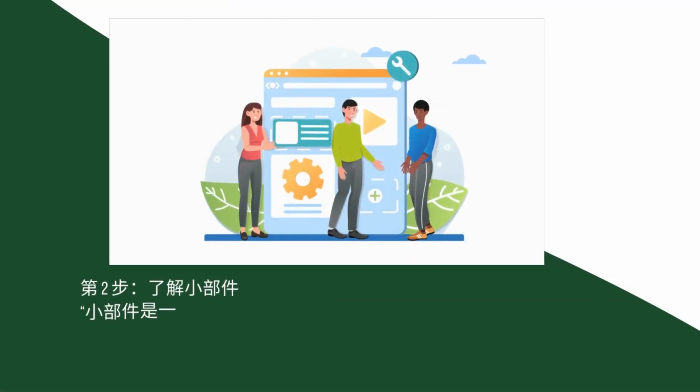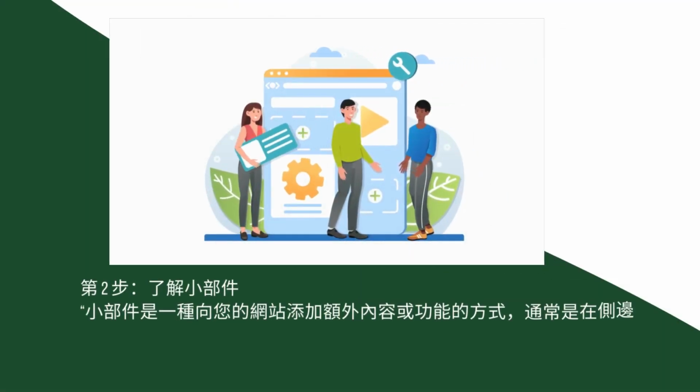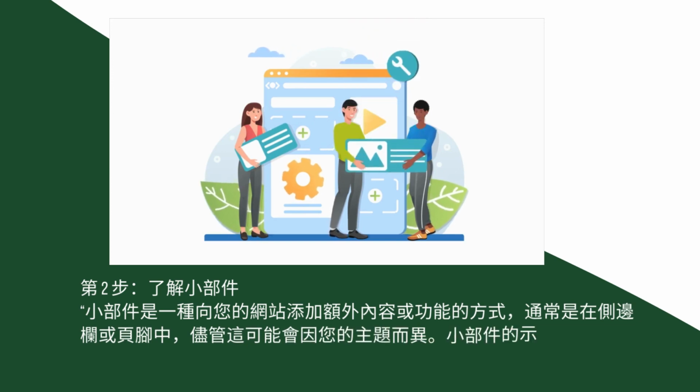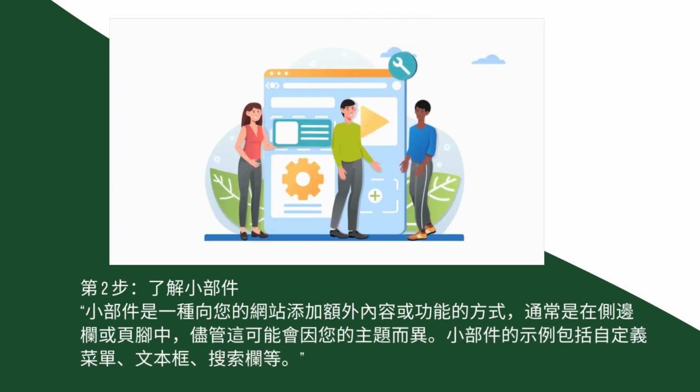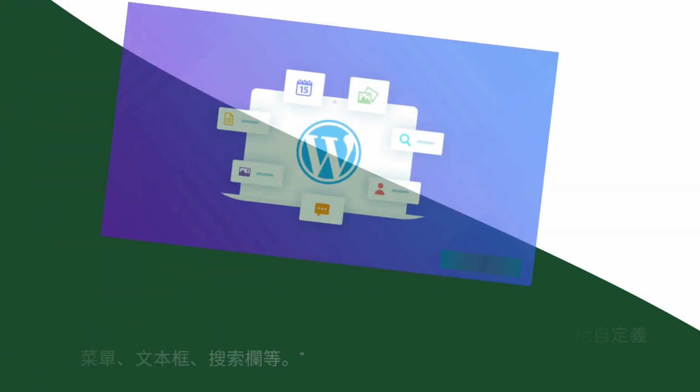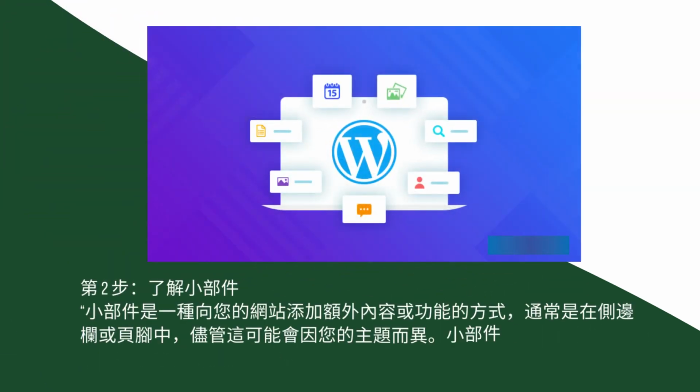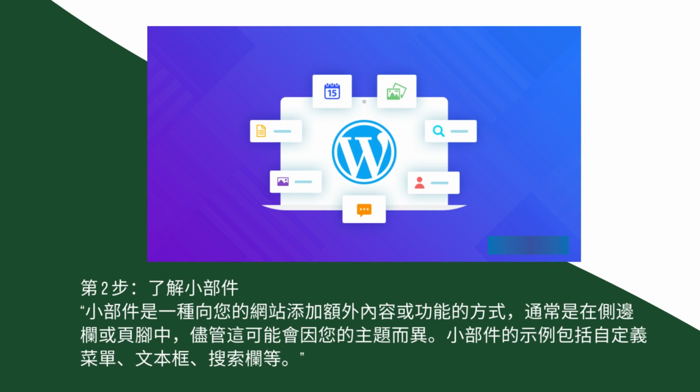Step 2. Understanding widgets. Widgets are a way to add additional content or features to your site, usually in sidebars or footers, although this can vary depending on your theme. Examples of widgets include custom menus, text boxes, search bars, and more.